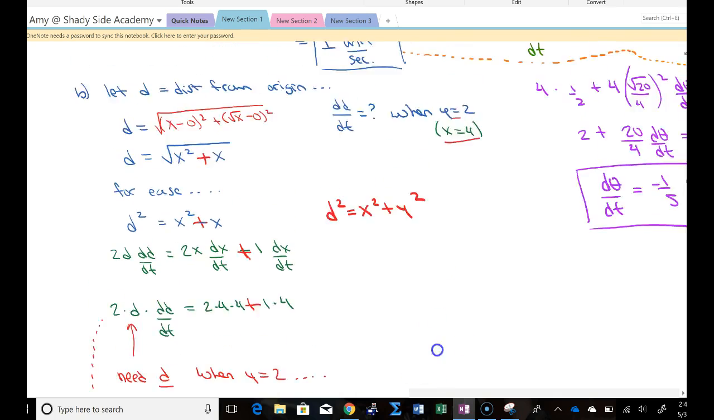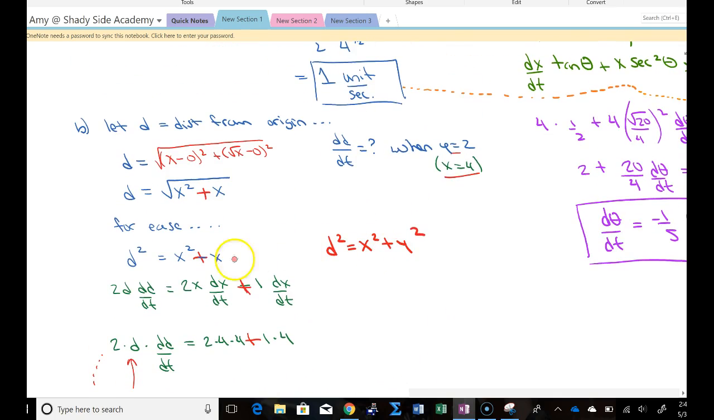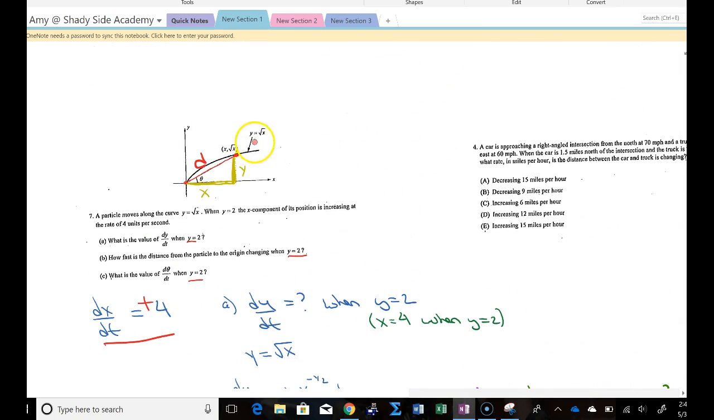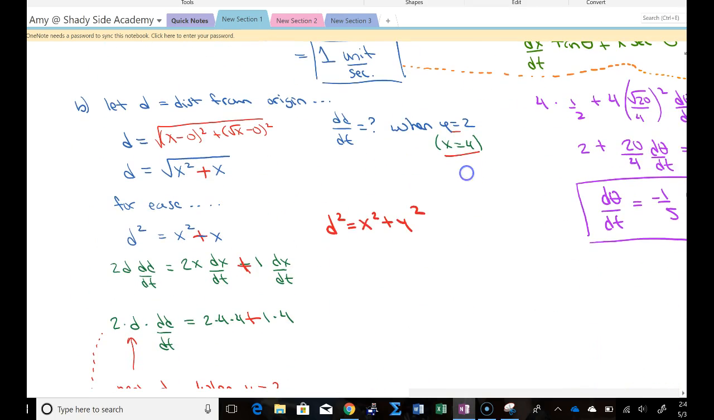Okay, so what I did here, which I didn't do here, now that I'm catching it, I could, since I know that x and y are related, plug in y squared, since y is root x, y squared is just x. So whether I use this equation or this equation and differentiate with respect to time, it doesn't matter one whit. But I'll just go here to 2d dd by dt equals 2x dx by dt plus 2y dy by dt. And I imagine most of you probably went this way.